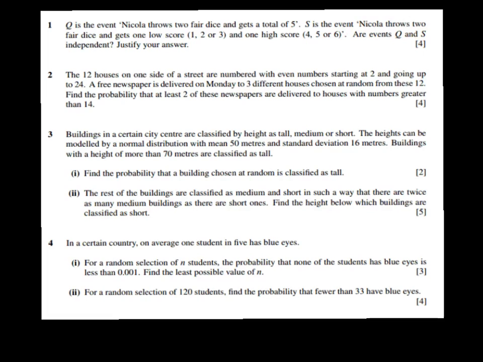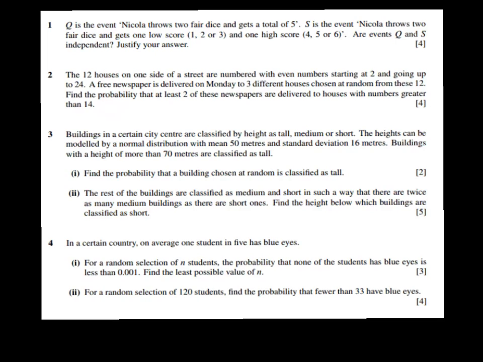Part 2, question 2, is a combinations question. You're looking at 3 different houses being selected at random from the 12. And you've got 2 groups, houses that are greater than 14, so 16, 18, 20, 22 and 24, and ones that are less than that. You're trying to work out the probability of at least 2.